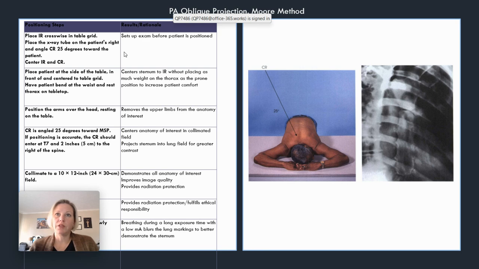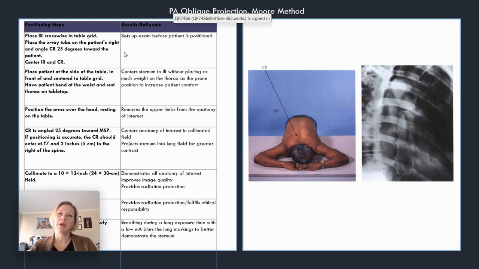So the patient is going to bend at the waist and rest the thorax on the table so they will be completely prone. This centers the sternum to the IR without placing as much weight on the thorax as a prone position, to increase patient comfort. The arms should be above the head, resting on the table. This moves the arms out of the anatomy of interest.